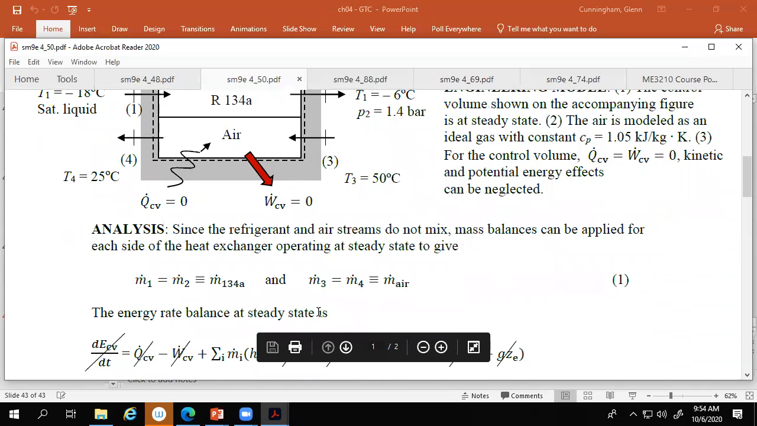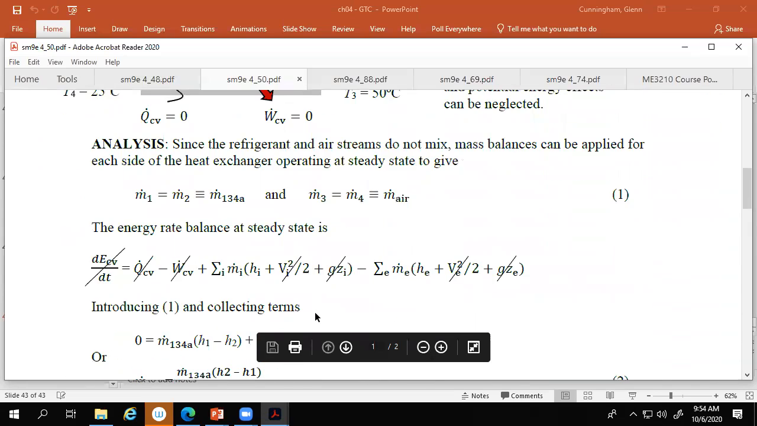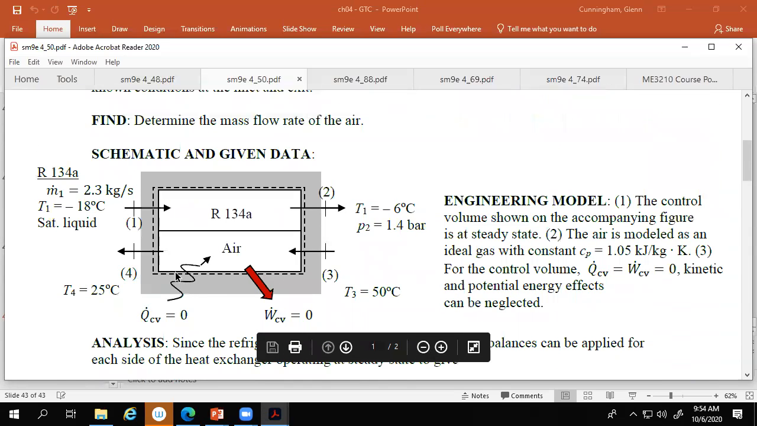And then we can write the energy rate balance. So dE CV/dt is 0, steady state. And see, now it's interesting. There is heat transfer between these streams, right? But look at where the control volume is. The control volume is around the whole kit and caboodle. So what that says is that there's no heat transfer between any part of this device and the surroundings.